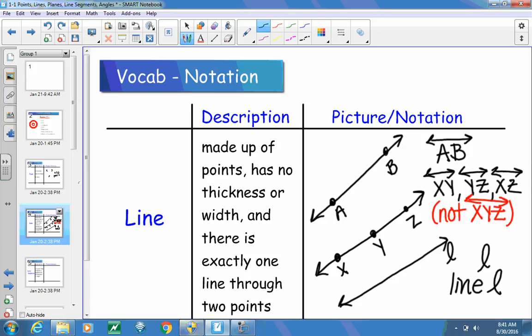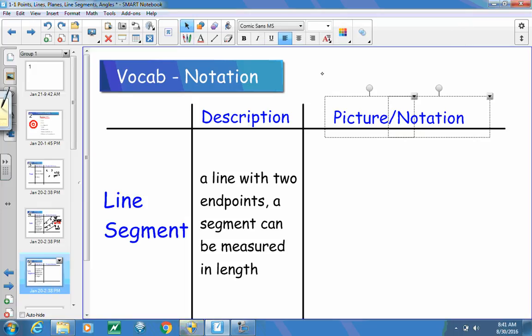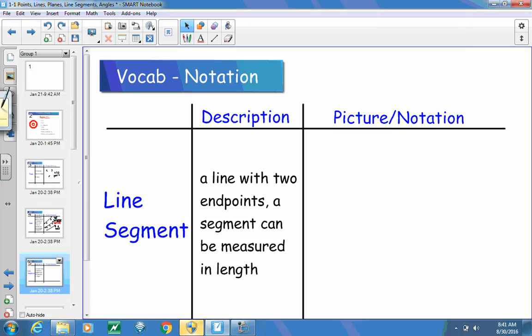Next, we're going to go to a line segment. A line segment is a line with two endpoints, and a segment can be measured in length. So you're still kind of thinking about a line here, but instead of a line going on forever and ever and ever, because it has no length to it, a line segment has a beginning and an end, and so we have to have it begin and end with a point. So here we can say that it starts and ends with A and B.